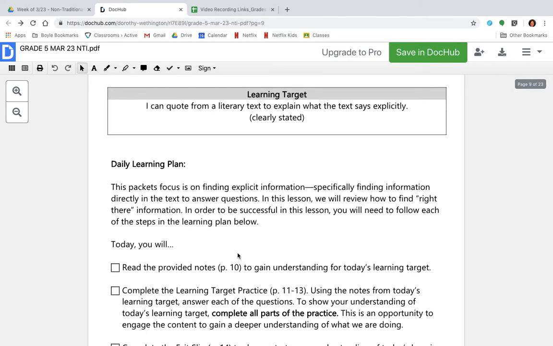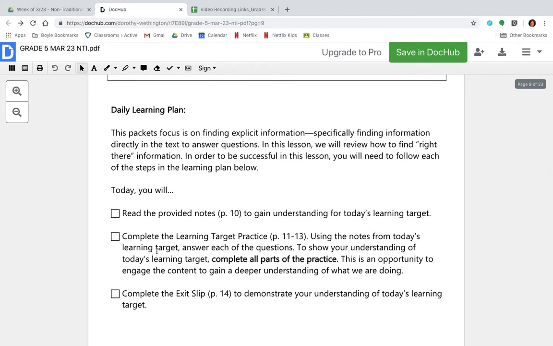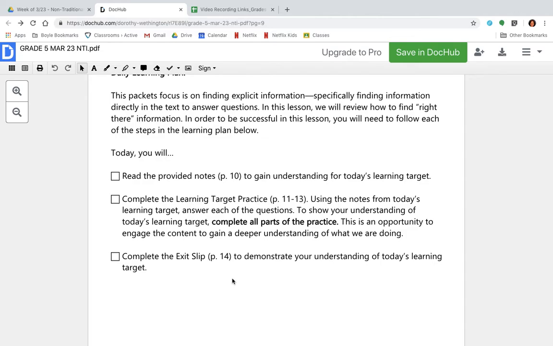In order to be successful in this lesson, you will need to follow each of the steps in the learning plan below. Today you will read the provided notes, page 10, to gain understanding for today's learning target. Complete the learning target practice, pages 11 through 13. Using the notes from today's learning target, answer each of the questions. To show your understanding of today's learning target, complete all parts of the practice. This is an opportunity to engage the content to gain a deeper understanding of what we are doing. Complete the exit slip, page 14, to demonstrate your understanding of today's learning target.